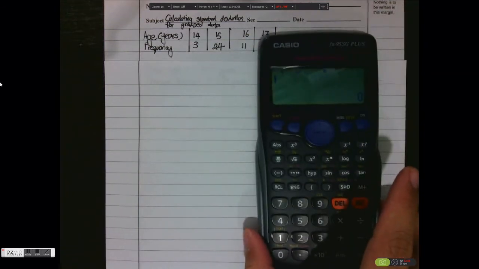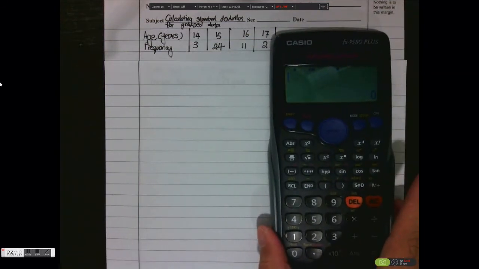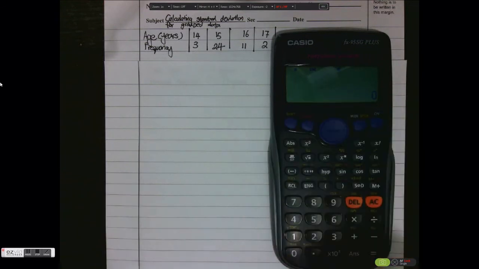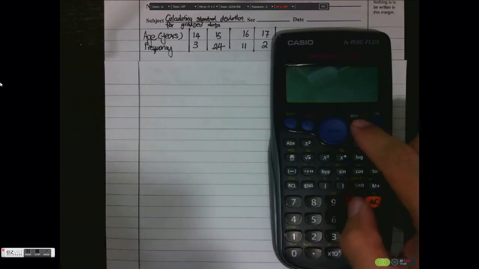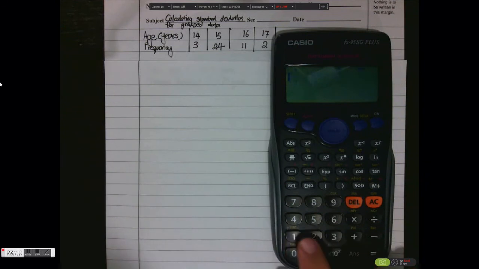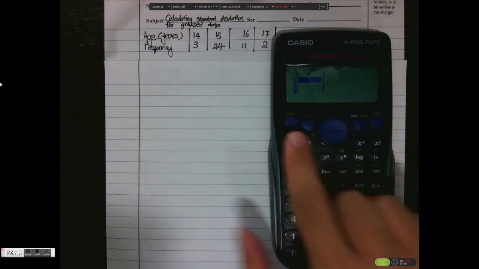Now we're going to calculate the standard deviation for group data using the CASIO calculator. First and foremost, same thing: mode, stat, 1 VAR. Notice that there's only the data column. There is no frequency column here. How do we get the frequency column?